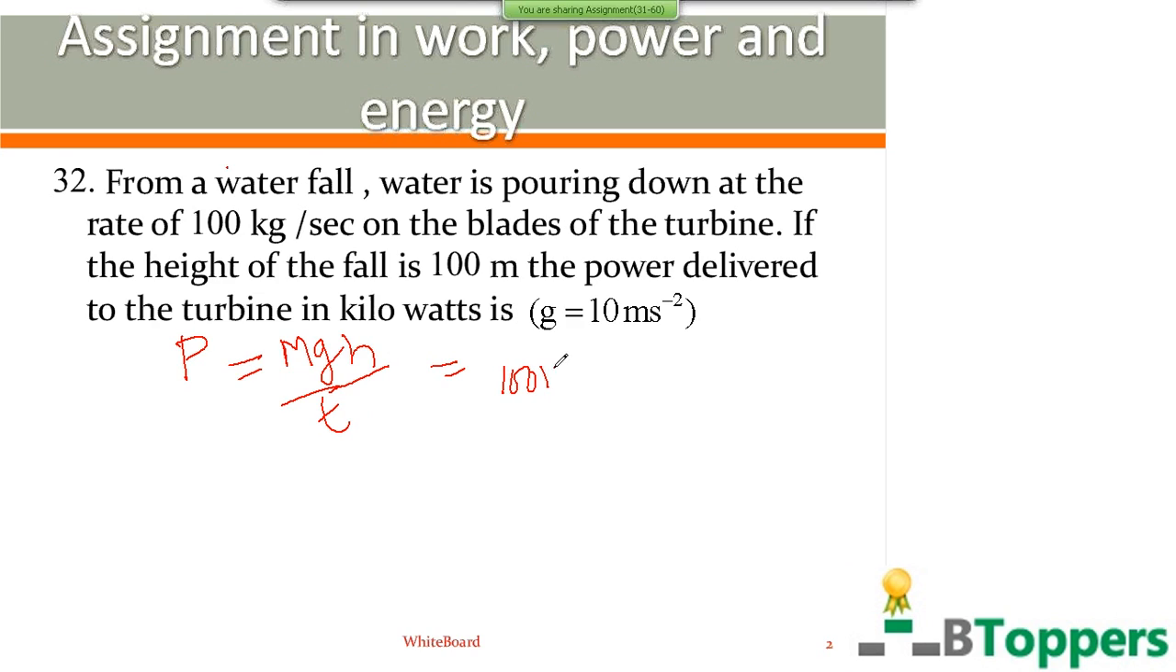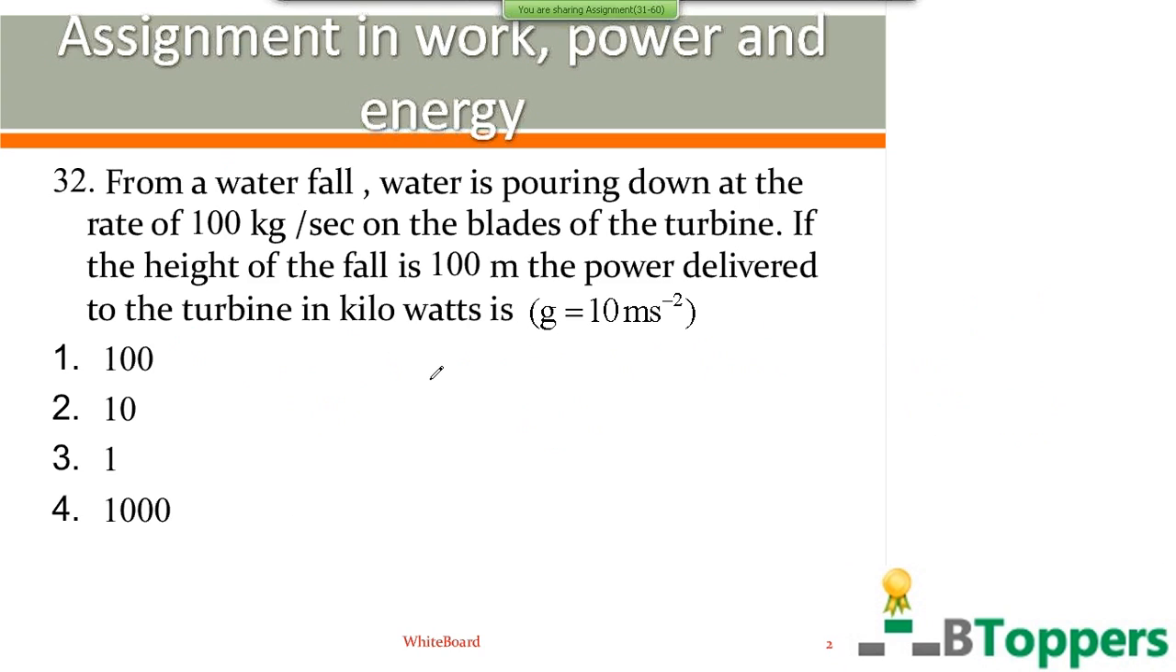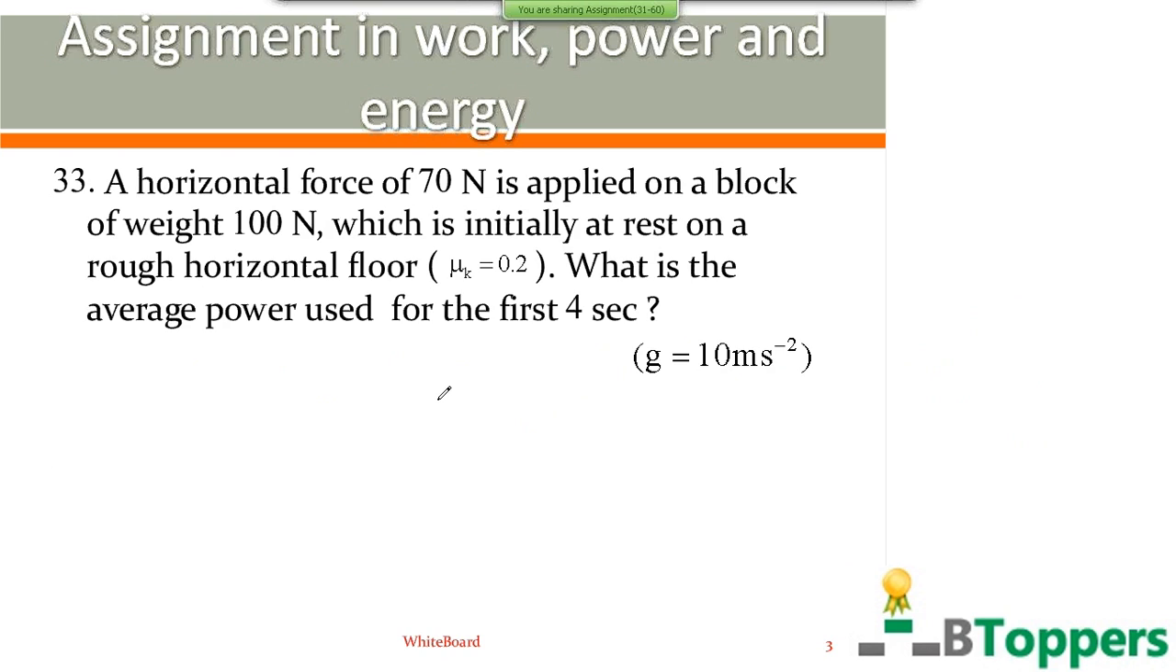So m by t is 100 kg per second, g is 10 meter per second square, h equal to 100 meters. So that will be 100 into 10 cube watt, or 100 kilowatt is the answer. So we have discussed the question number 32. First option is the answer. See the question number 33.